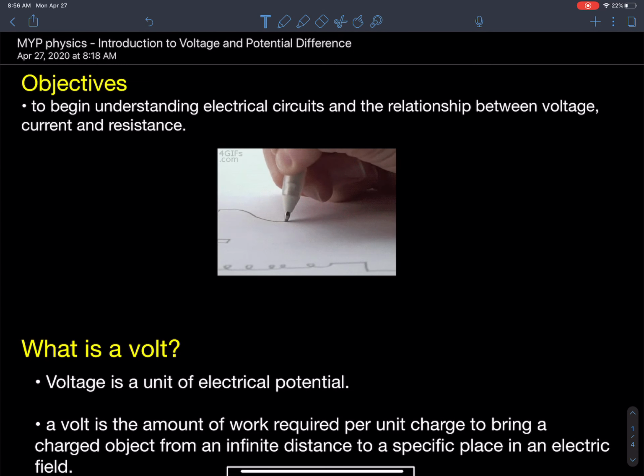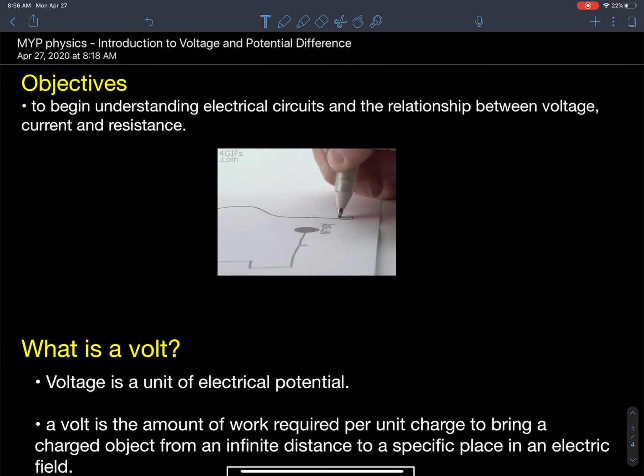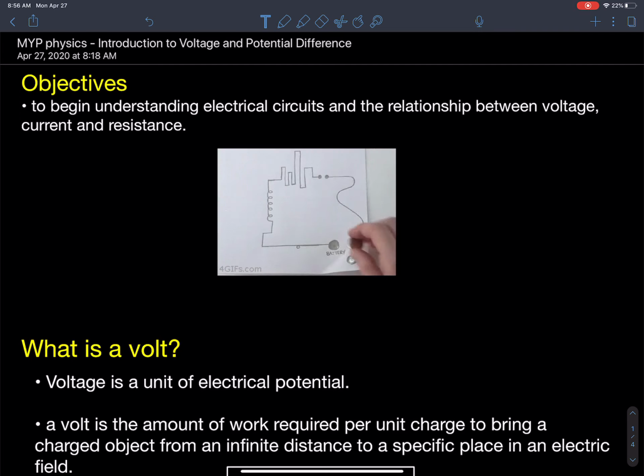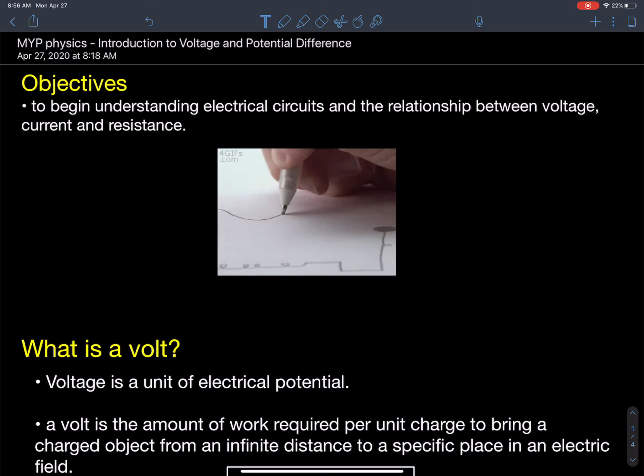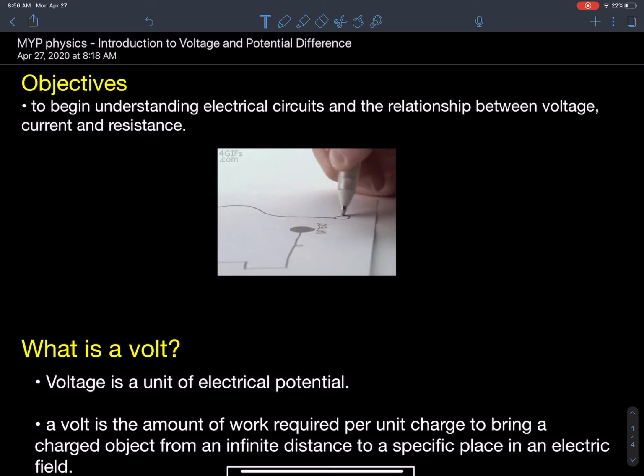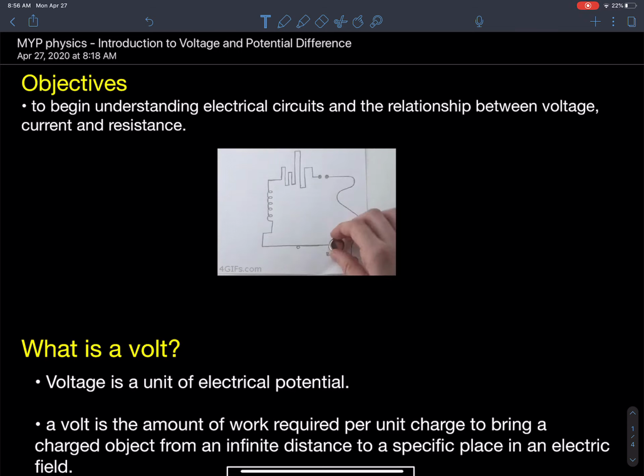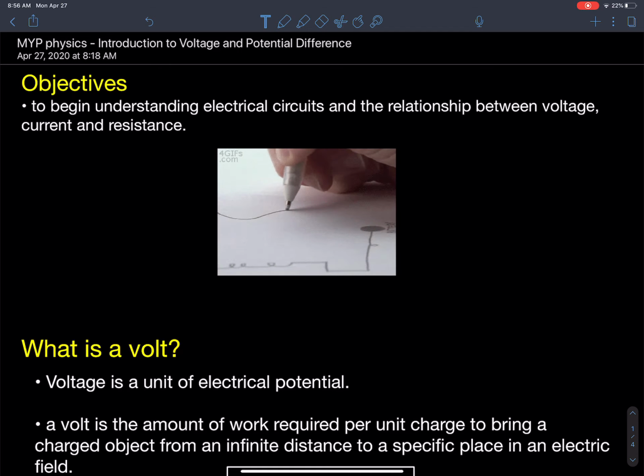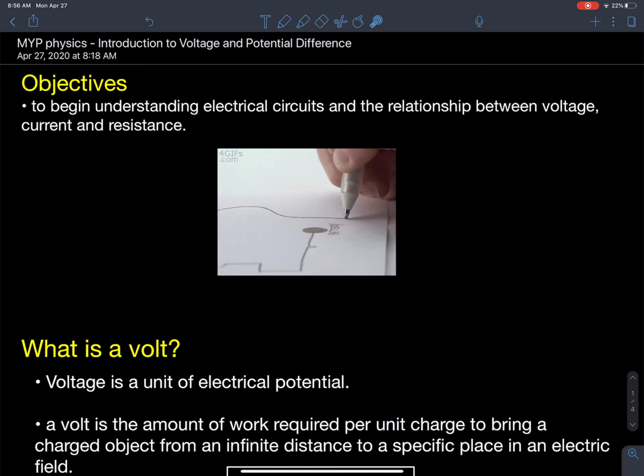So now that you guys are experts on electric fields and you understand the forces that charged particles experience, we're getting ready to put that knowledge into practice and put it into a context that you guys are familiar with, which is electrical circuits. Okay, so the objectives in the next few lessons is to begin understanding the relationship between electric circuits and voltage, current, and resistance, these three variables.